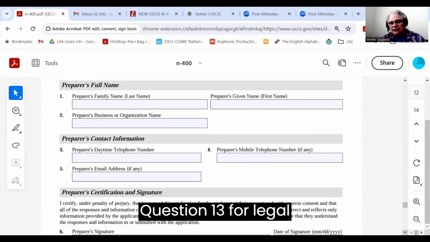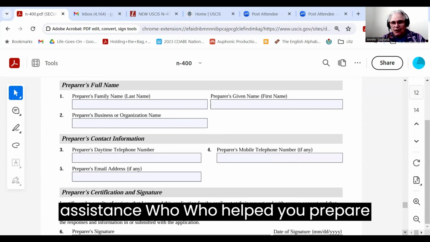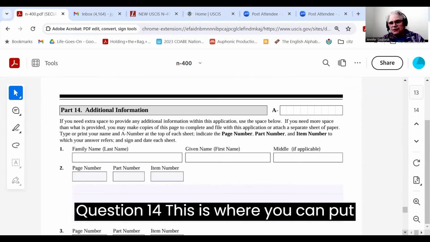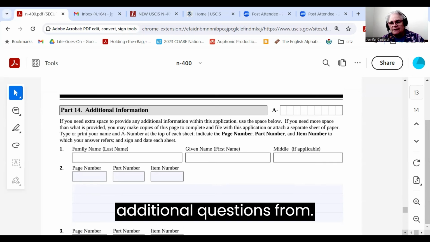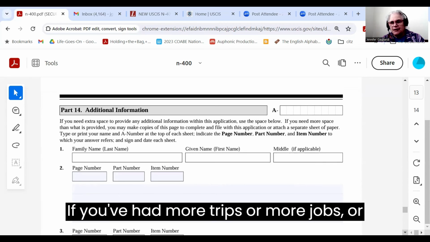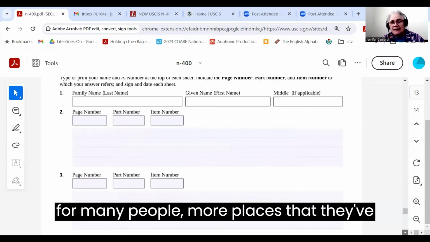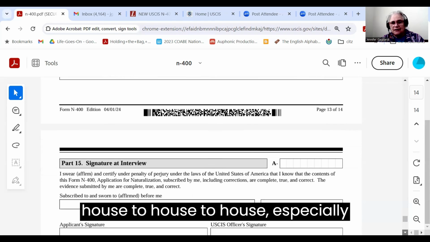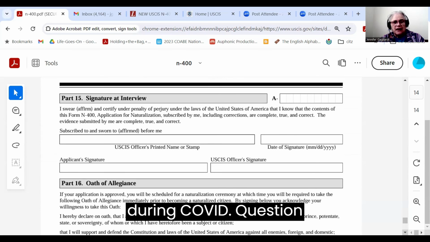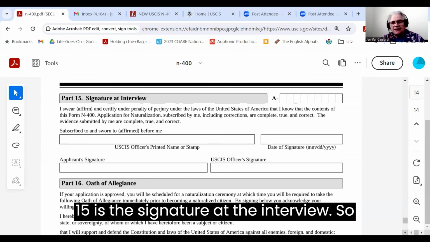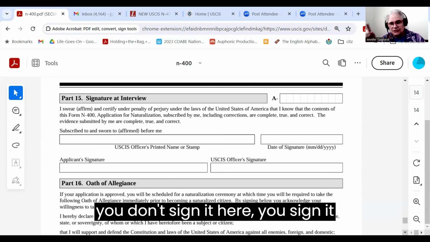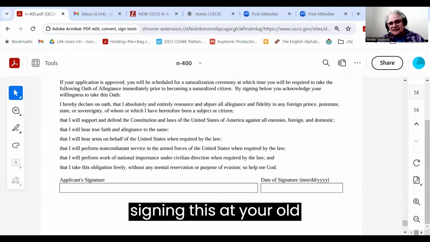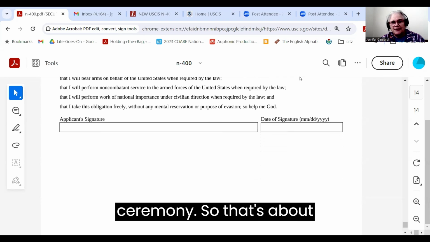Question 13 is for legal assistants who helped you prepare the N-400. Question 14, this is where you can put additional information if you've had more trips or more jobs, or for many people, more places that they've lived. A lot of people had to hop from house to house to house, especially during COVID. Question 15 is the signature at the interview. So you don't sign it here, you sign it during your interview. And question 16, here's our goal. You're going to be signing this at your oath ceremony.